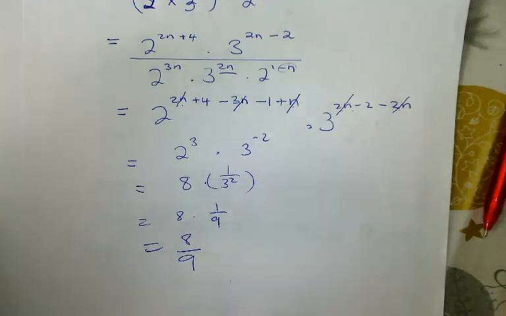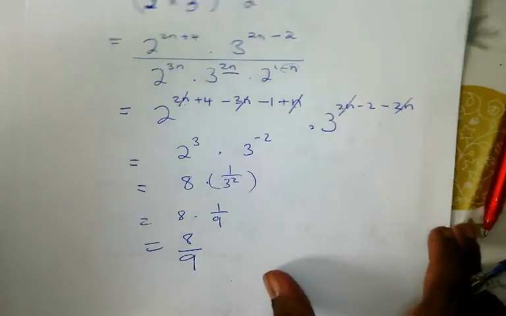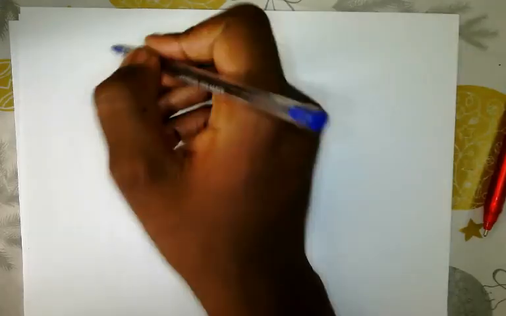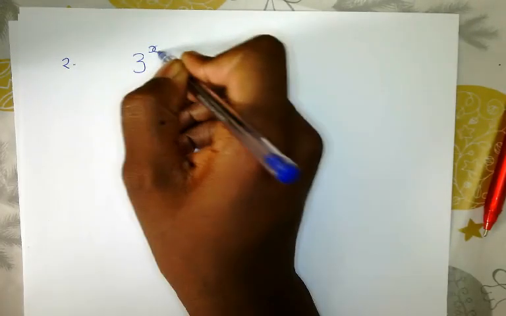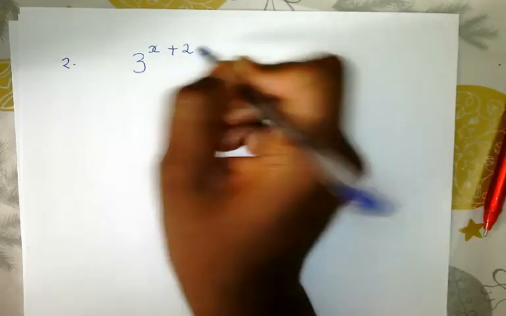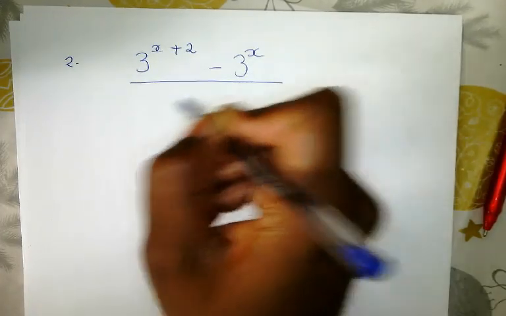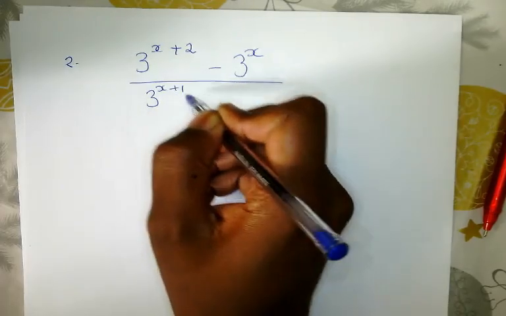Okay, wonderful. Let's do a question where we have to factorize, when we have addition or subtraction in between. All right, question 2: 3^(x+2) minus 3^x over 3^(x+1) minus 3^(x-2).